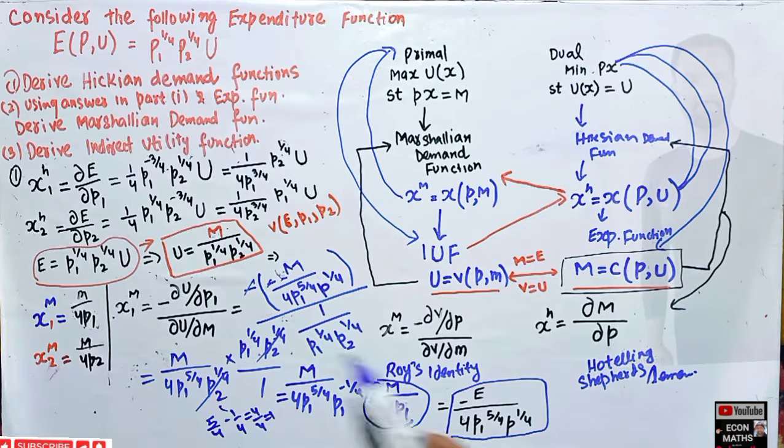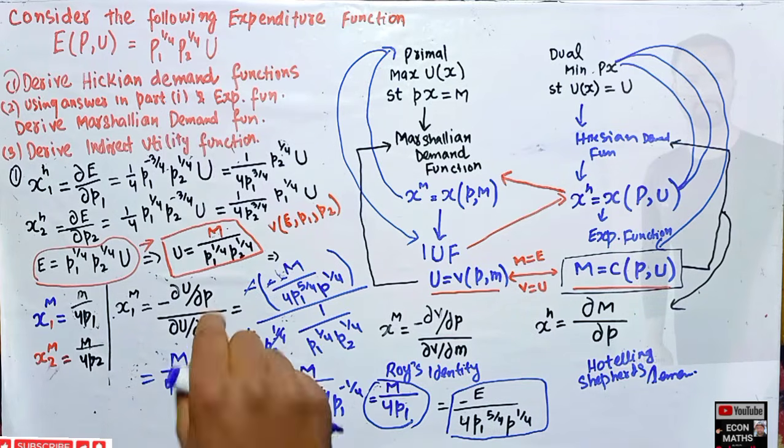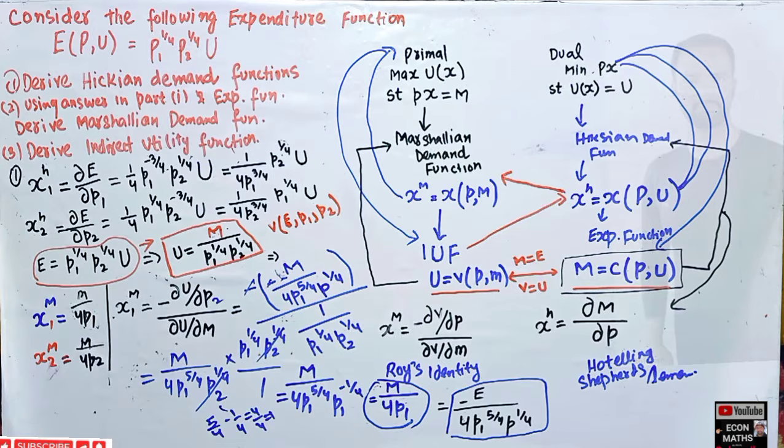So here you can see, if we use Roy's identity, we get the same Marshallian demand function for good x1, and similarly if we write du upon dp2, okay, we will get the Marshallian demand function for good x2. Okay, I hope I make myself clear in this video. Let me repeat it. How did I calculate this?